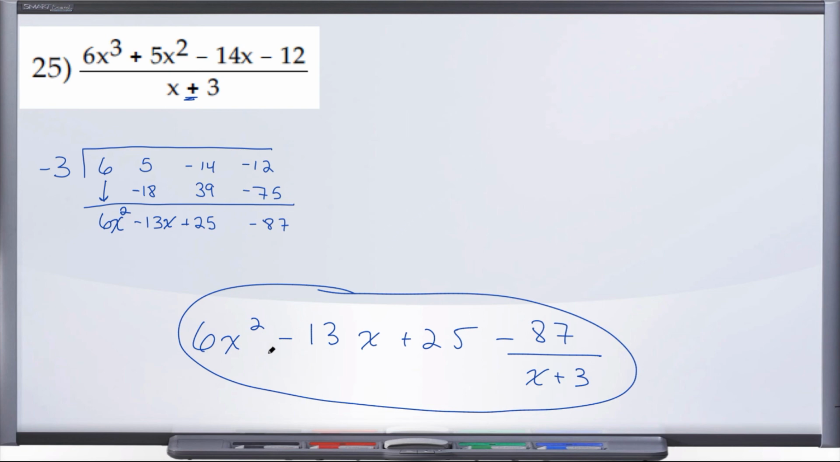At any rate, number 25, 6x squared minus 13x plus 25 minus 87 over x plus 3. And again, this is the correct answer. Don't follow the answer key that some of you might have. You want to go ahead and scratch that out if you don't have this and write this in.